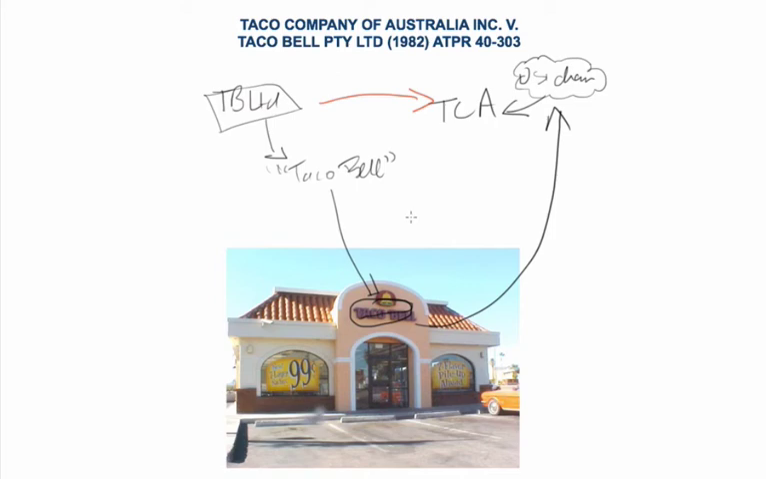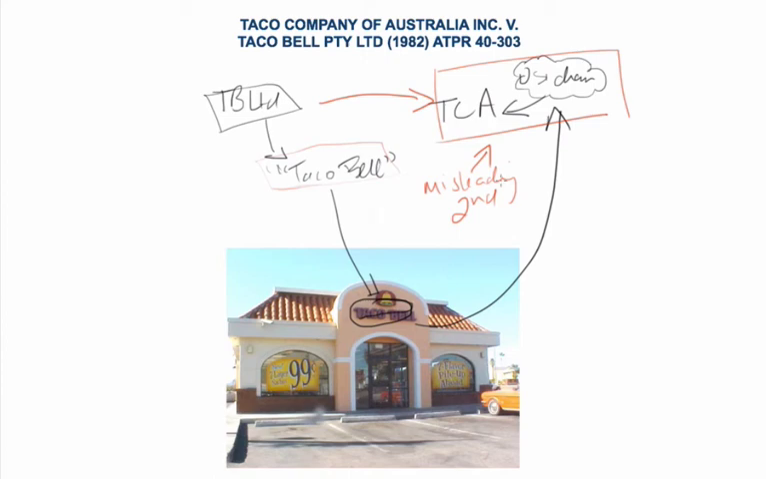What did the court decide? The court decided that because Taco Bell Limited was there first, TCA, or Taco Company of Australia, so the US subsidiary, they were the misleading party because they were second, and it could be mistaken that they were actually referring to the original Australian Taco Bell company. Now, that's probably not the most important part of this.